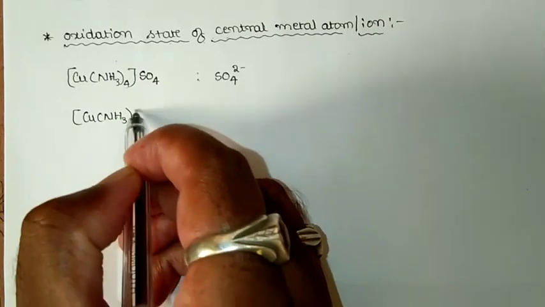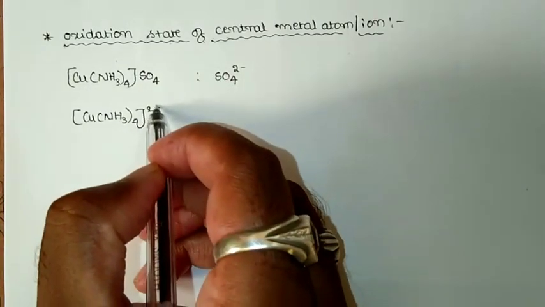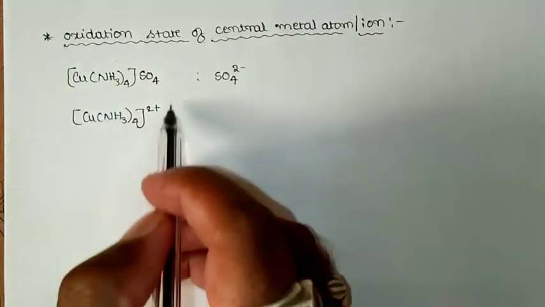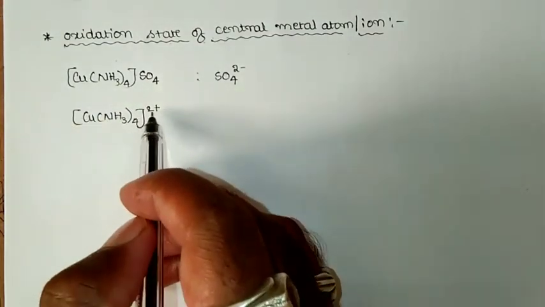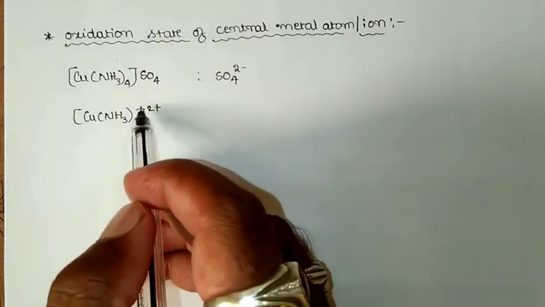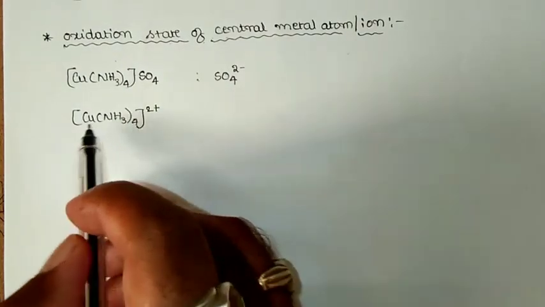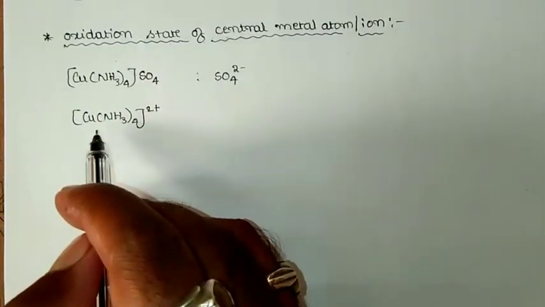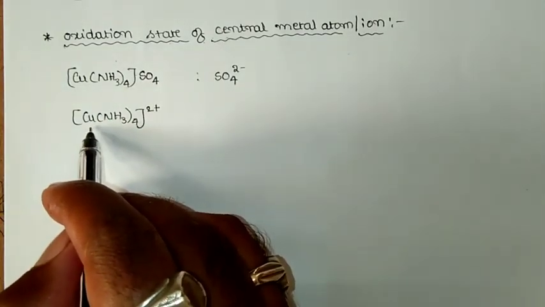That means [Cu(NH3)4] will have a 2+ charge on it. So once you have a complex ion, that may be a complex anion or a complex cation, then it is very much easier to find out the oxidation state.